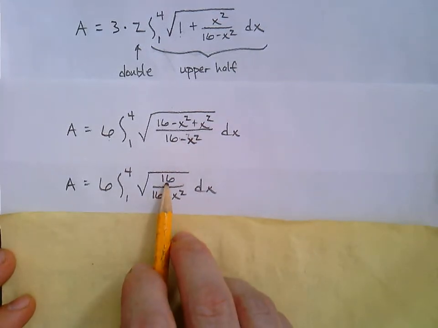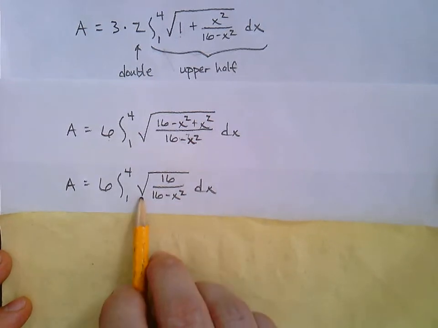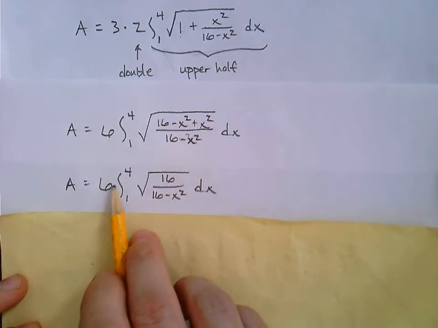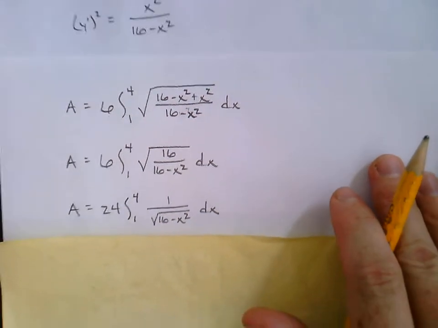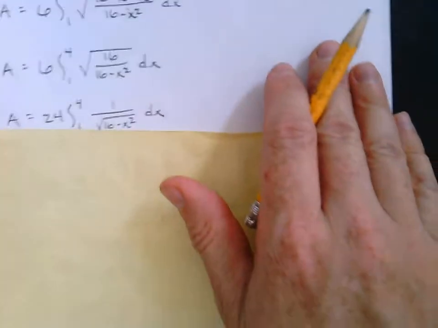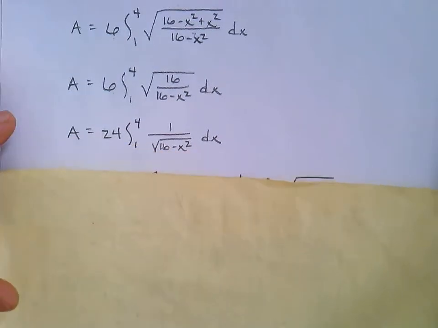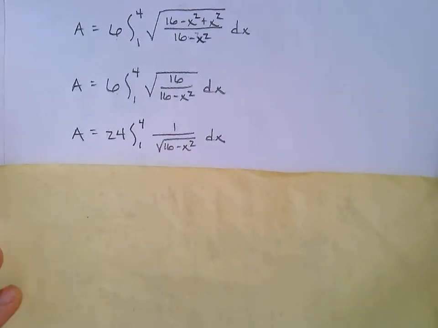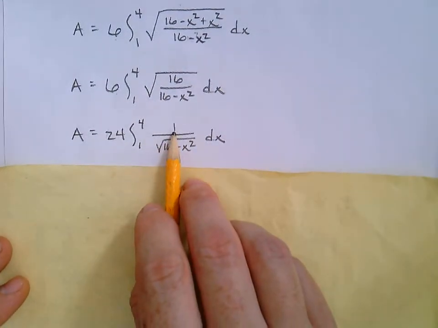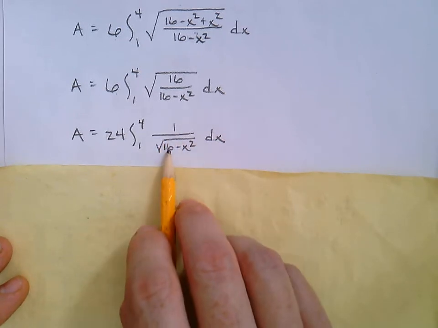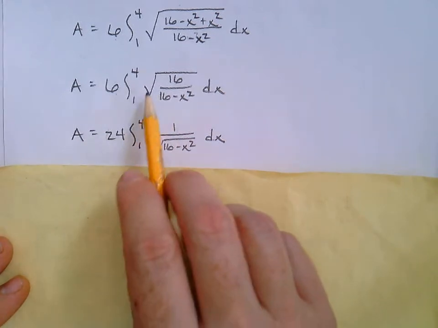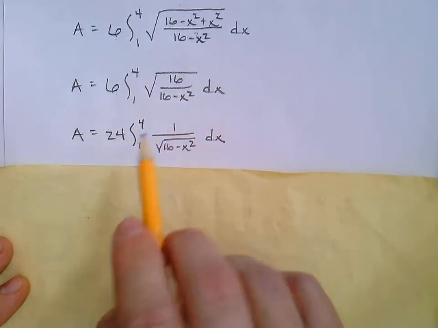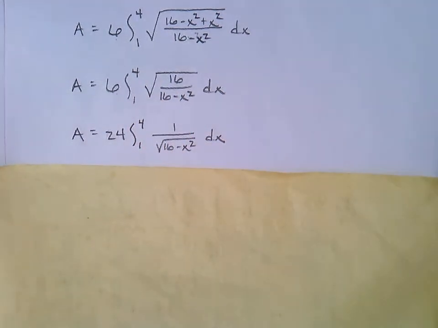And we can even take the square root of the 16. So square root of 16 being 4, we can pull that 4 all the way out in front. Simplify it with the 6. And okay, here we are. So the 1 on top is fine. We'll still have the square root. It's like we're taking the square root of top and bottom separately. So square root of 16, and then that comes out. And then the square root of the denominator, 16 minus x squared.